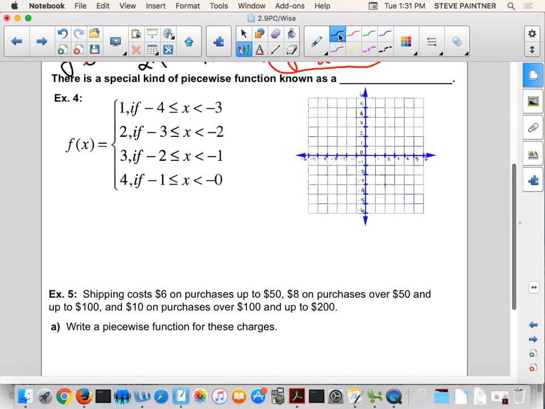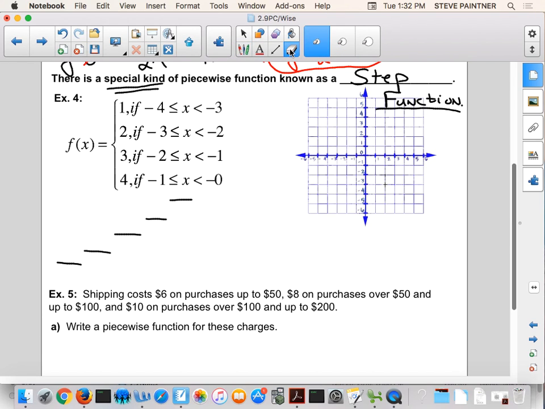Okay. This says there is a special kind of piecewise function. Listen. There's a special kind of piecewise function. It's known as a step function. Okay, why is it called a step function? Because when you get done, it's going to look like steps. This is what the graph looks like all the time. Step, step, step, step. That's what it looks like every time. Okay, now, after we finish this, I'm going to ask you, how did you know it's a step function? But for right now, you probably don't know.